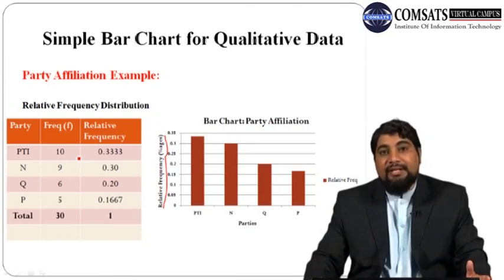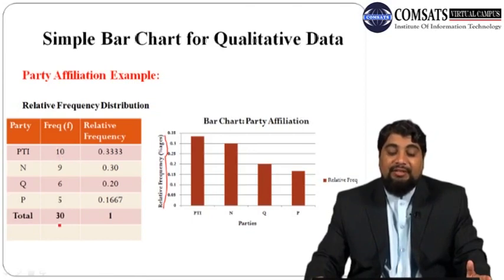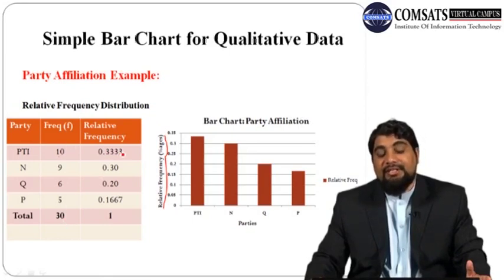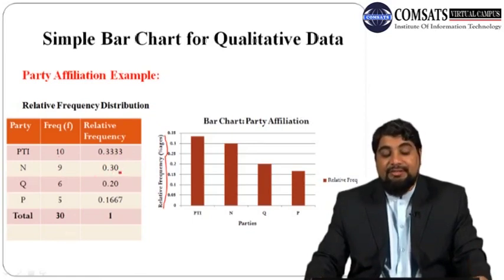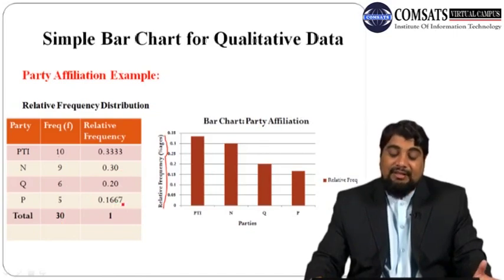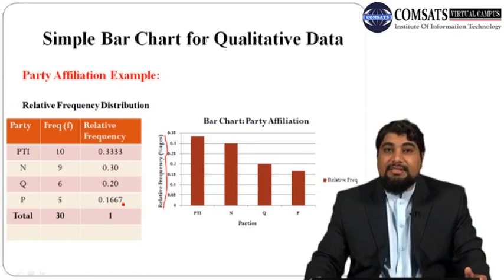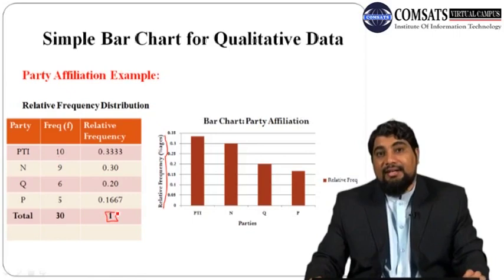So we know that the relative frequency can be calculated by dividing each frequency by the total frequency. The first relative frequency is 10 divided by 30. So 10 divided by 30 is 0.3333. Similarly 9 divided by 30 is 0.30. 6 divided by 30 is 0.20, and 5 divided by 30 is 0.1666, which is 0.1667.